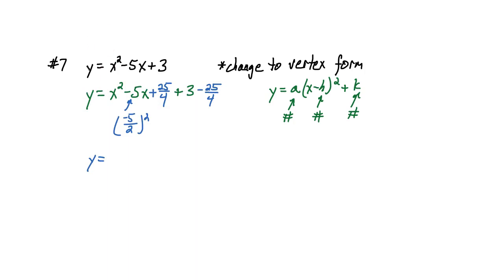Next step, take the trinomial part that you just created and write it using parentheses. It's x minus 5 halves squared. And then here on the end, you just need to figure out what this number is right here. On a calculator, 3 minus 25/4 is negative 13. So here is our vertex form.